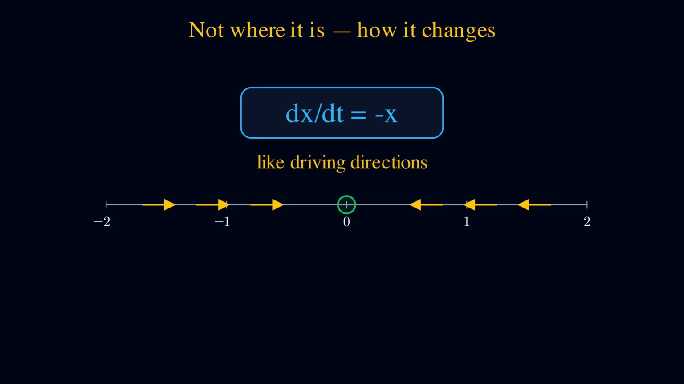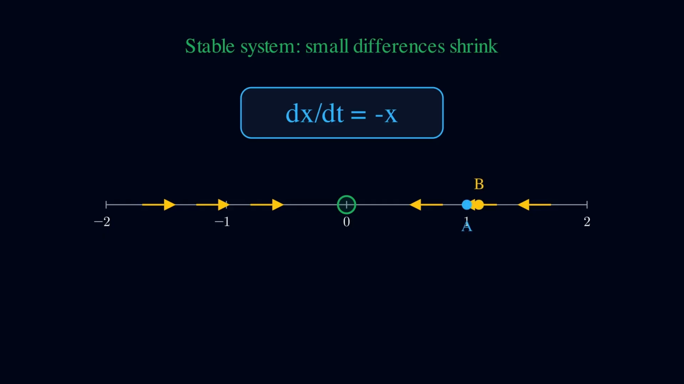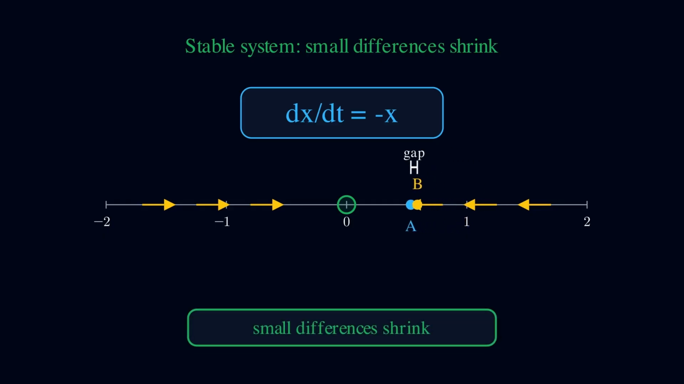A differential equation asks, where is something and how is it changing right now? It's like the math giving objects driving directions. In some systems, small differences disappear. Here, both dots start in slightly different places, but they both get pulled towards the same point. This is a stable system. Tiny mistake? No problem. It gets cleaned up by the math.